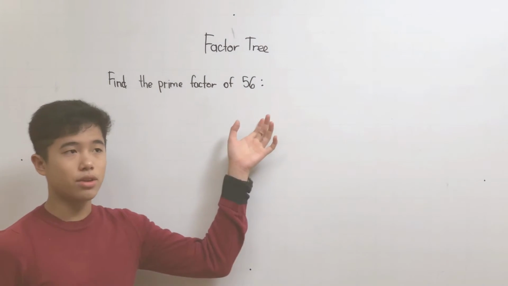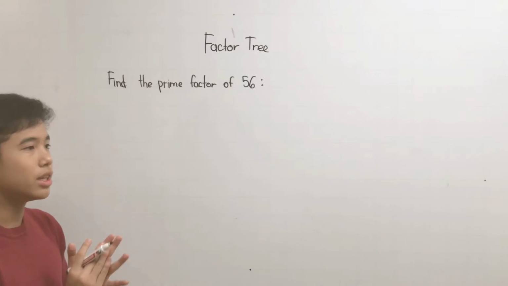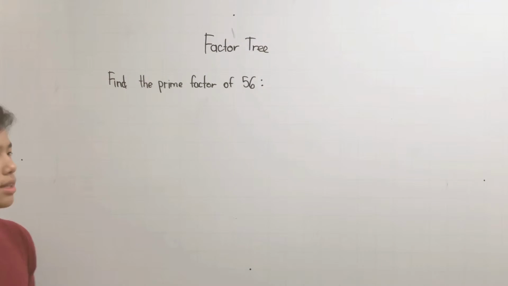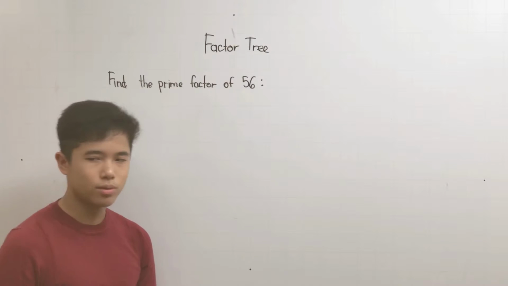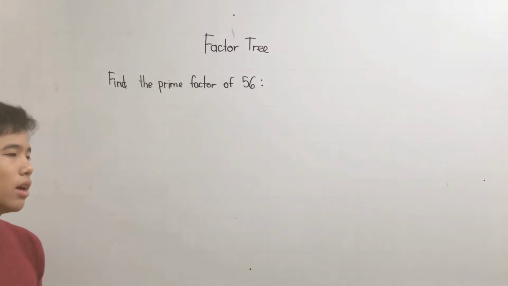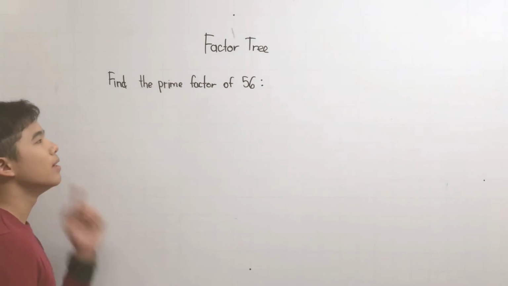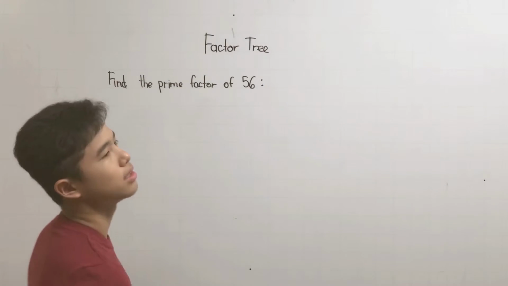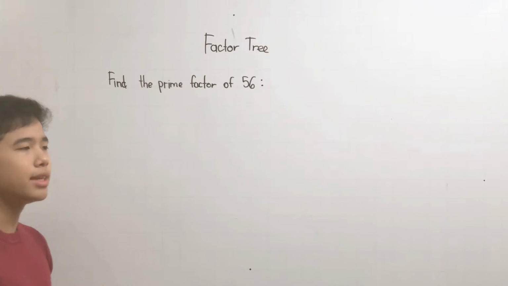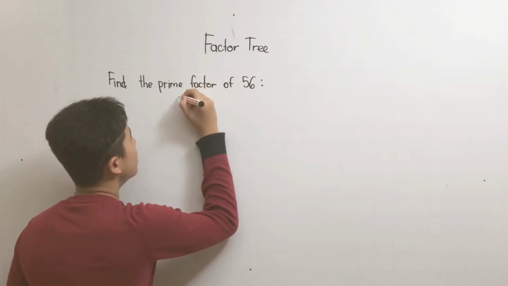What are the factors of 56? And the prime factors must be divisible by just 1 and themselves, not any odd number. For example, like 2, 3, 5, not 4. I think it's also 7. So finding the factors of 56 is quite a complicated problem. But if you use the factor tree solution, it will turn out to be quite easy.